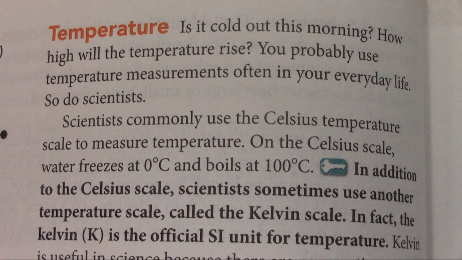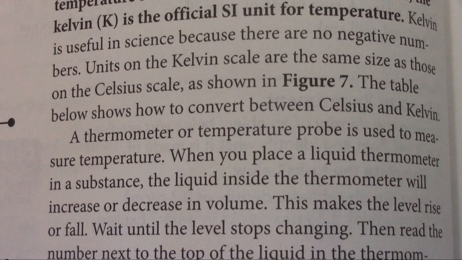In addition to the Celsius scale, scientists sometimes use another temperature scale called the Kelvin scale. In fact, the Kelvin scale is the official SI unit for temperature. Kelvin is useful in science because there are no negative numbers. Units on the Kelvin scale are the same size as those on the Celsius scale, as shown in Figure 7. The table below shows how to convert between Celsius and Kelvin.